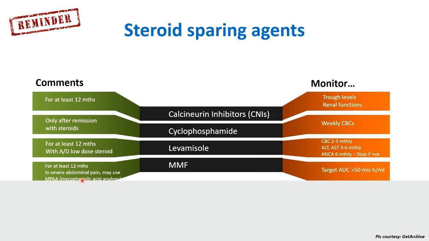In severe abdominal pain, you may use MPAA, that is mycophenolic acid analogs, and target area under curve should be more than 50 micrograms per hour per ml. This is a unit for the same.